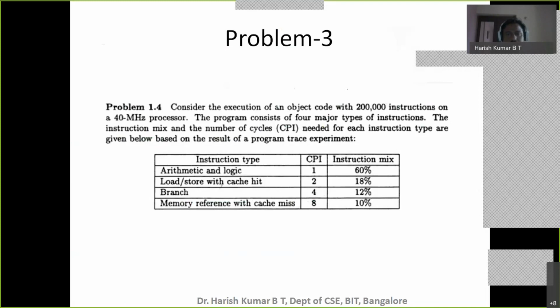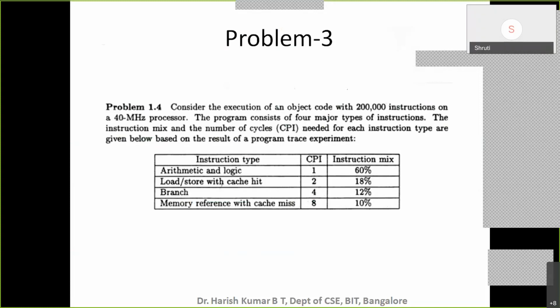What is 60%? 1,20,000 arithmetic and logic instructions are there. What is 18% of 2 lakh? 36,000 load and store. What is 12% of 2 lakh? 24,000 branch instructions are there. What is 10% of 2 lakh? 20,000 memory reference instructions are there.